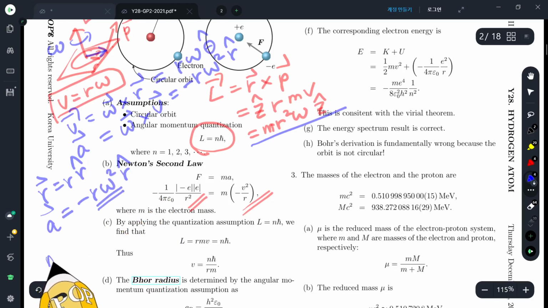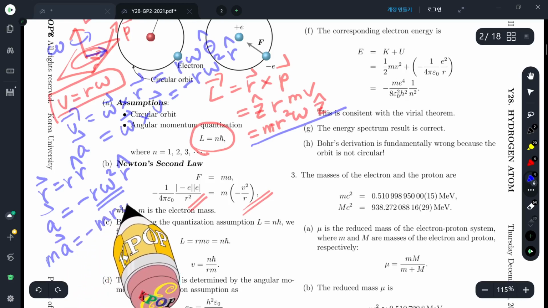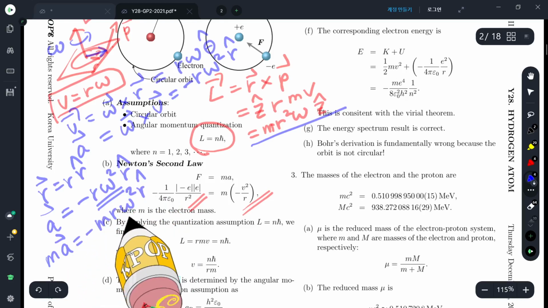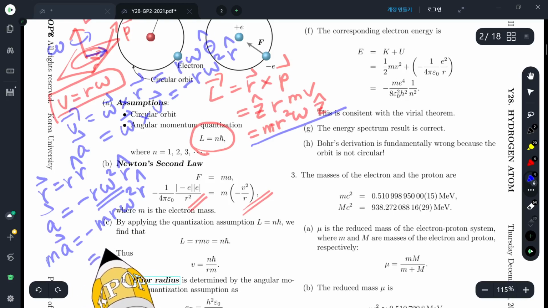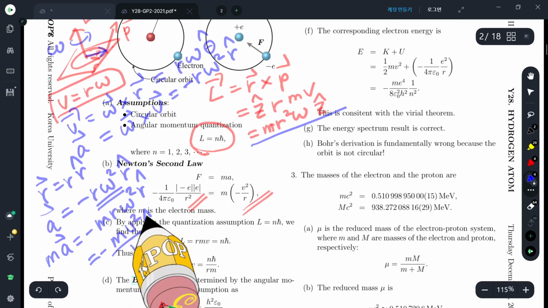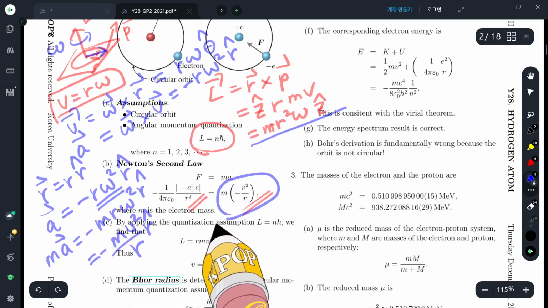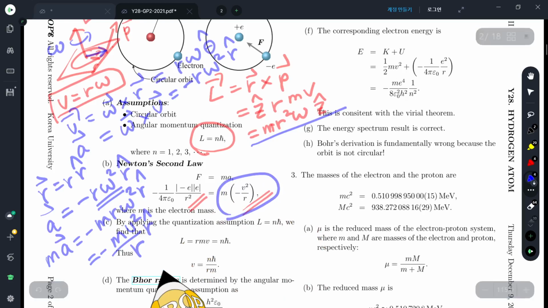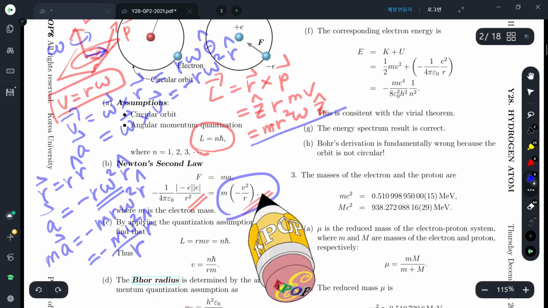Using this, ma can be derived as minus m r omega squared r hat, or minus m v squared over r, r hat. So this is the force relation that must be satisfied if a particle is under uniform circular motion.